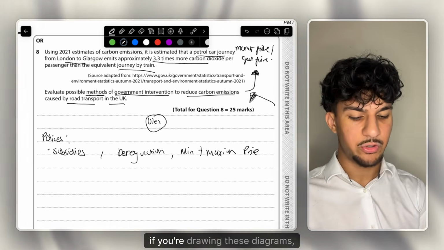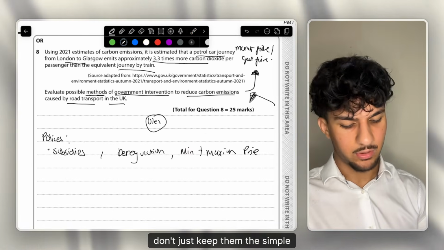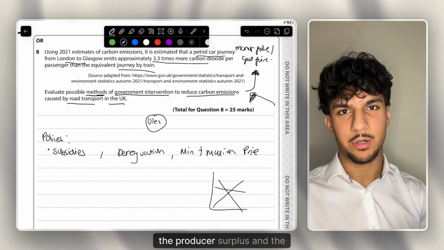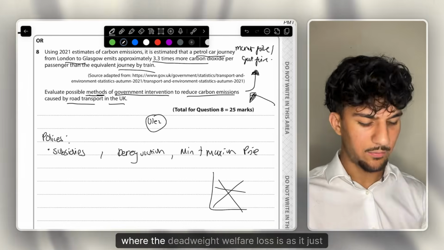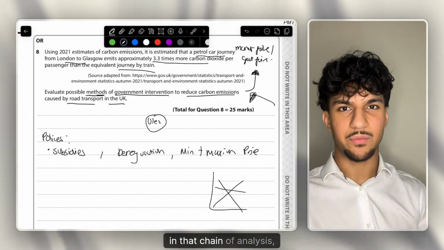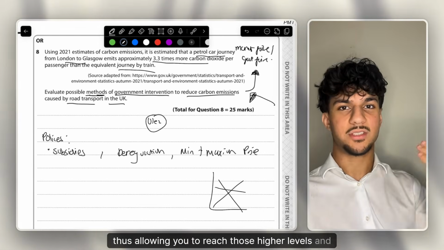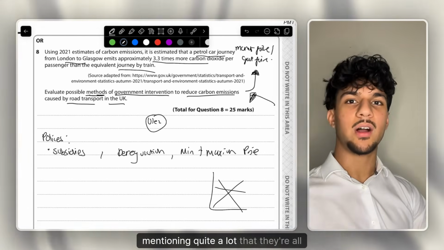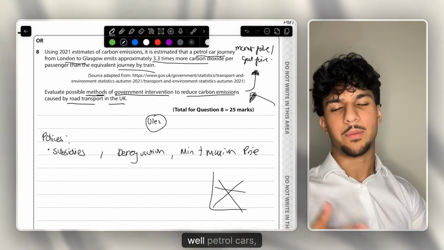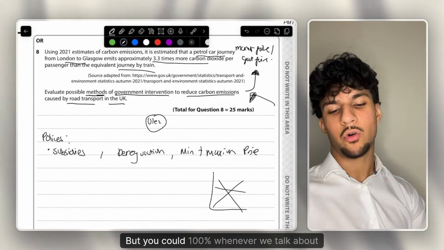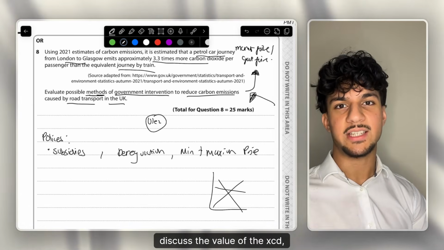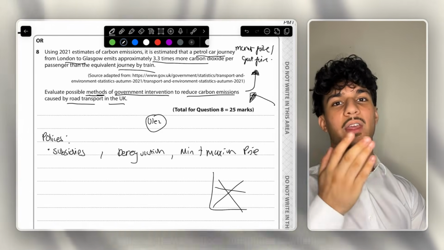And like I always say, if you're drawing these diagrams, don't just keep them the simple classic diagram. Add in the consumer surplus, the producer surplus, and where the deadweight welfare loss is, as it just upgrades that diagram, gives you a bit more to speak about in that chain of analysis, thus allowing you to reach those higher levels. And with regards to evaluation, I've actually been mentioning quite a lot that they're all substitutes. That public transport, petrol cars, electric cars are all substitutes. But you could 100%, whenever we talk about substitutes, discuss the value of the XED, whether they are strong substitutes or weaker substitutes.